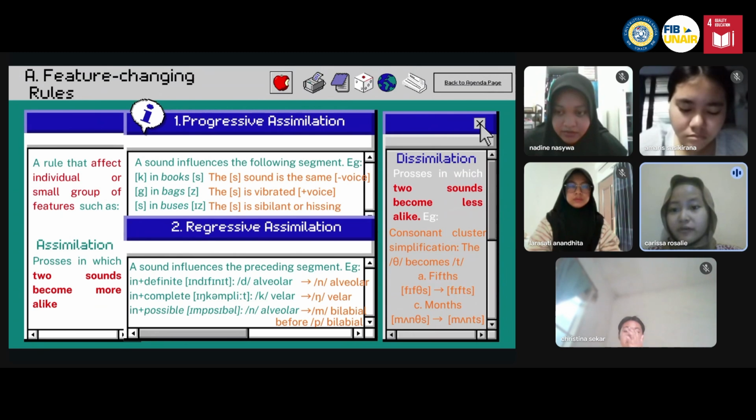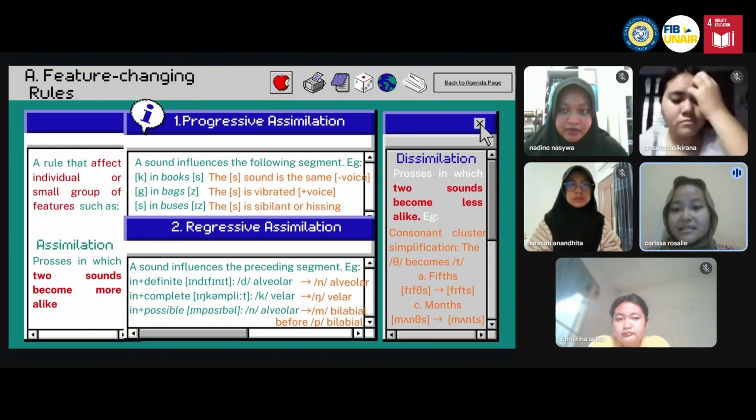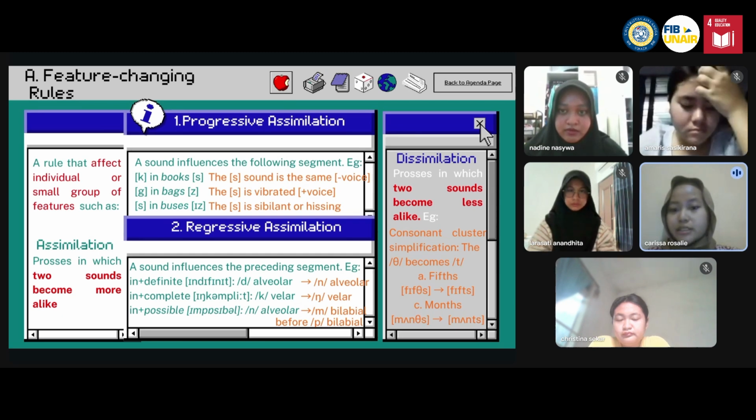The first one is progressive assimilation. That is when a sound influences the following segments. For example, the sound K in books, which is pronounced the same as K, or we call it minus voice. The G in bags, the S is vibrated and the sound turns into Z. So instead of bags with an S, we pronounce it as bagz, which we call plus voice.